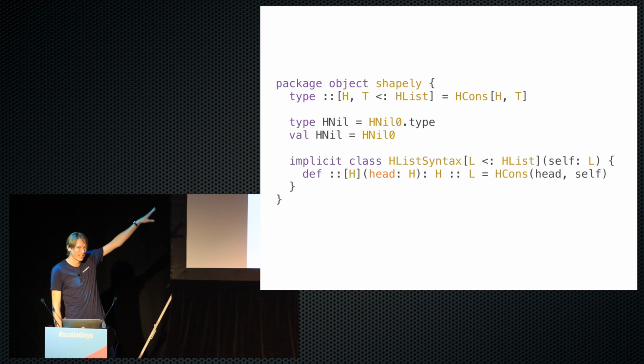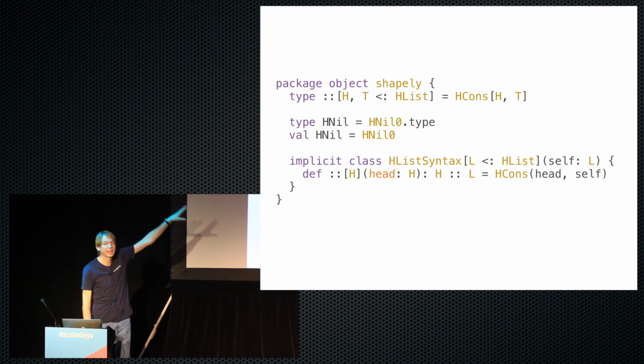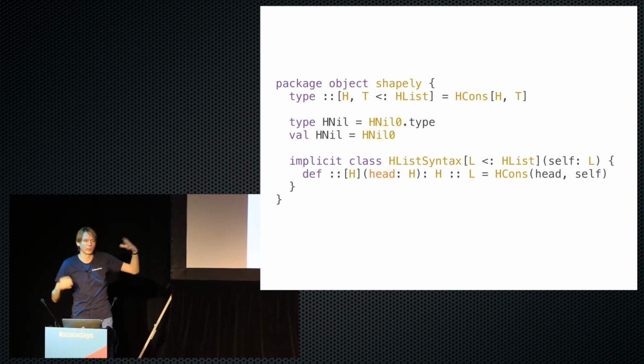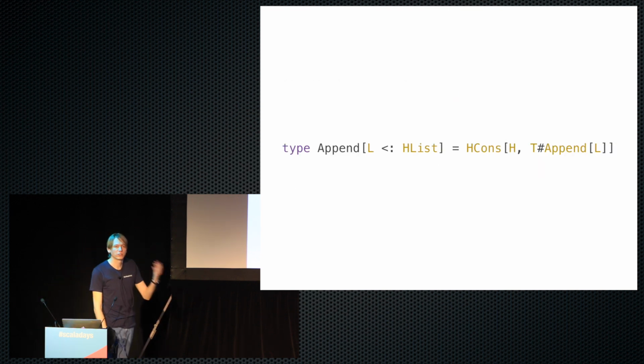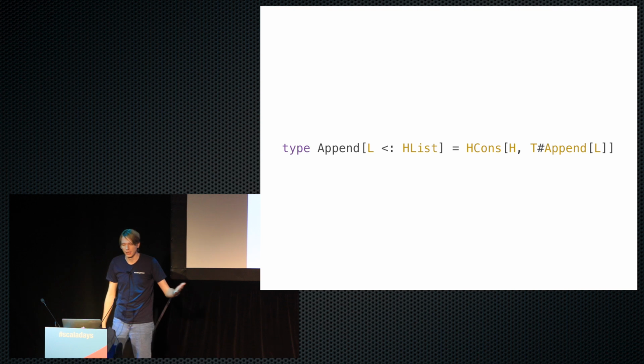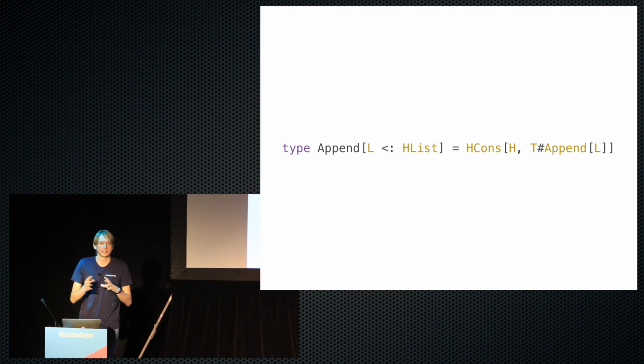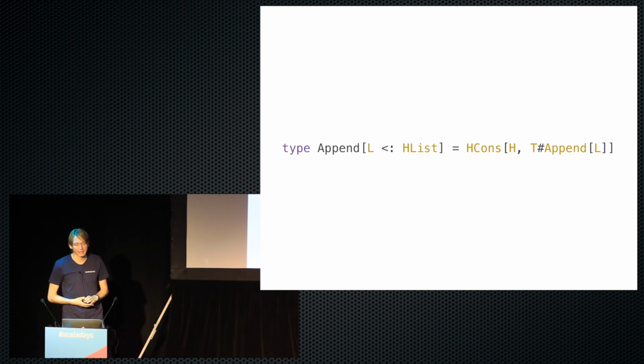And by the way, the type HNil and val HNil thing, again, that's getting around a bug in Scalac, just so that we can actually call it HNil and have both the type and the value. But coming back to append, right? Append is a type level function. And it's a type level function that's implemented solely in terms of type aliasing.